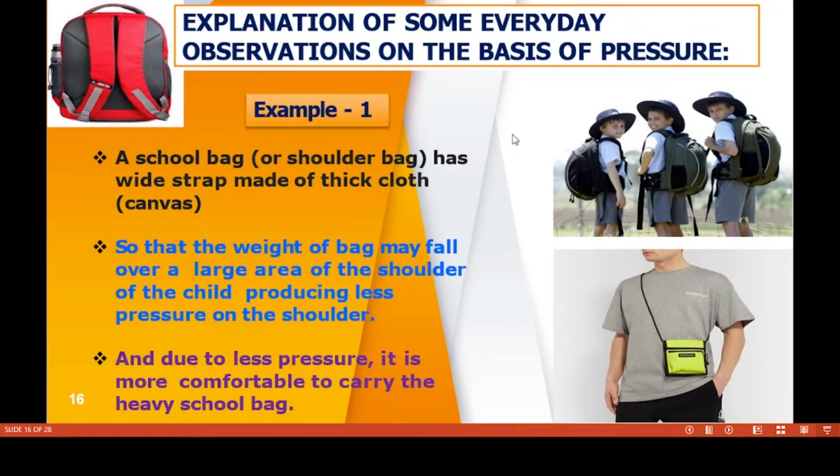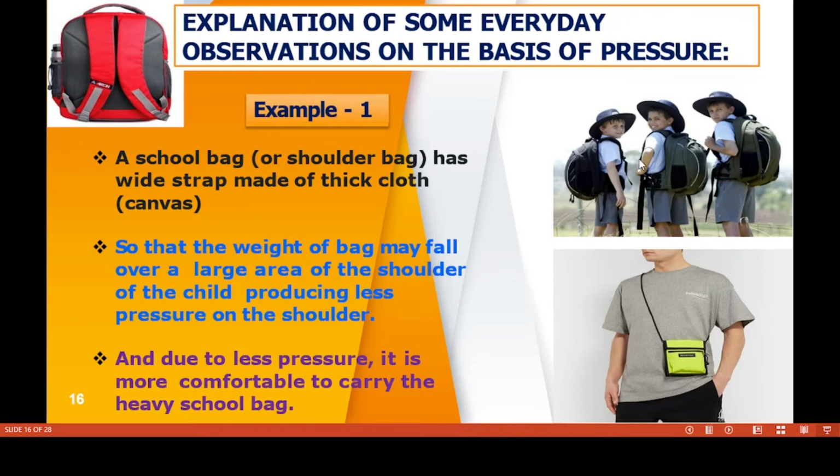Now we have to see some examples about the applications of pressure. Have you seen this, children? A school bag. Yes, these children are wearing school bags. A school bag has a wide strap. This is a wide strap, children.